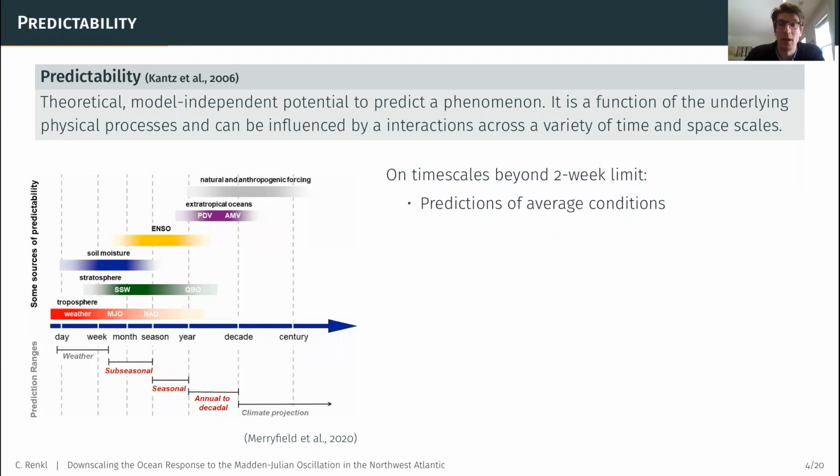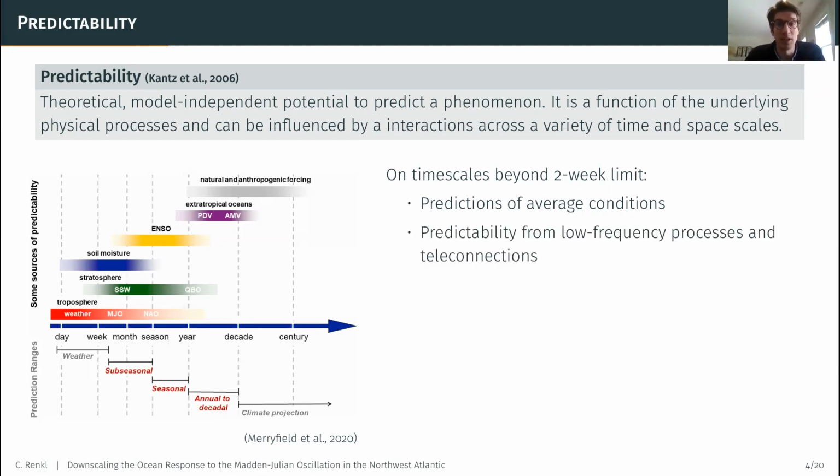Now, you may ask yourself, okay, if weather is only predictable 2 weeks in advance, what can we do beyond this 2 week limit? What about climate projections, for example? And here it's important to note that for predictions on these time scales, we cannot make any statement about the individual state of the atmosphere, but rather about average conditions over a season or a decade or even a climate.